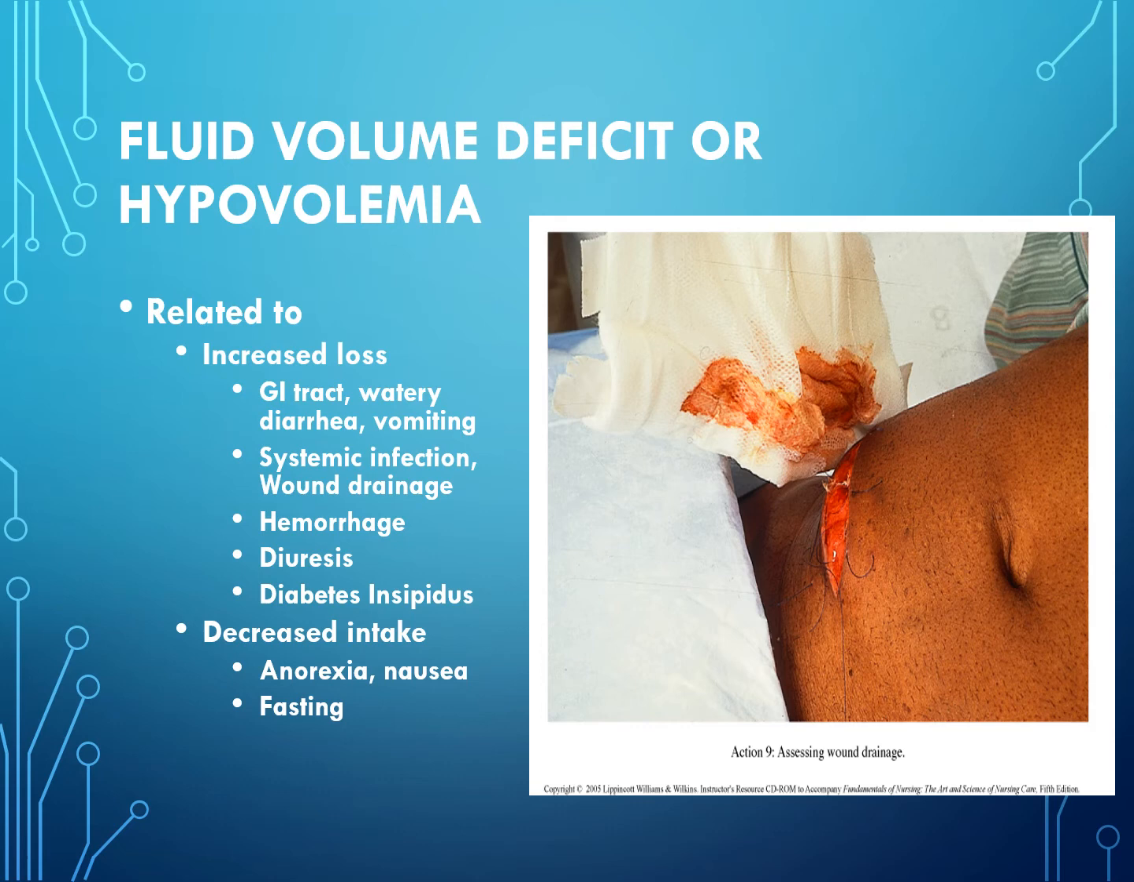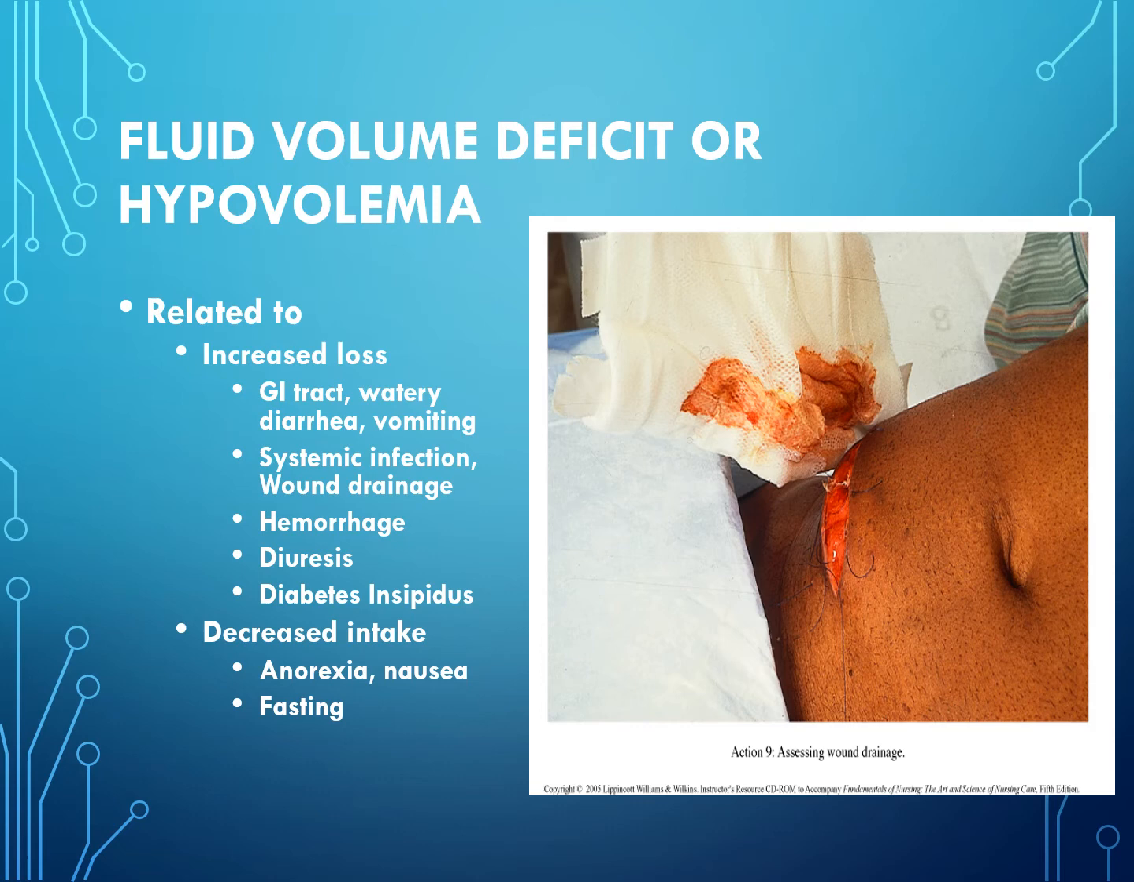So we have increased fluid loss for hypovolemia due to the GI tract. It can be diarrhea, vomiting, NG tube drainage. That's going to be a big one. It pops up a lot. Make sure you know about nasogastric tube drainage. If we are pulling everything out and not putting enough back in, we're going to have hypovolemia.